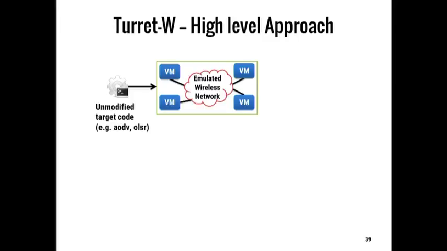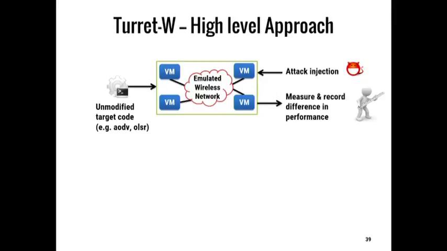With the help of the routing protocol, the VMs will start communicating with each other. At some point, a malicious component injects some malicious actions into the network. And at the end of the execution, the platform measures the performance and labels whether the injected malicious action resulted in a successful attack or not.